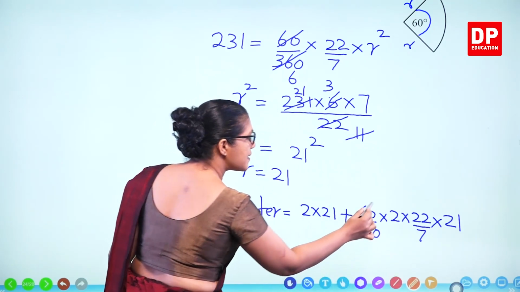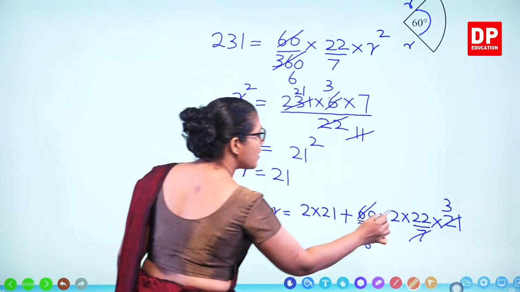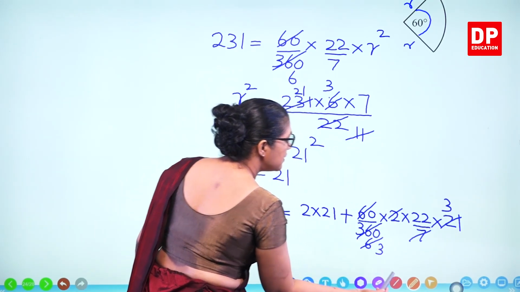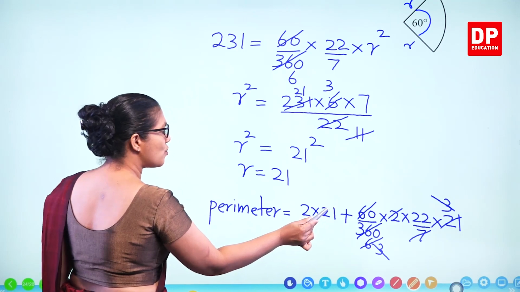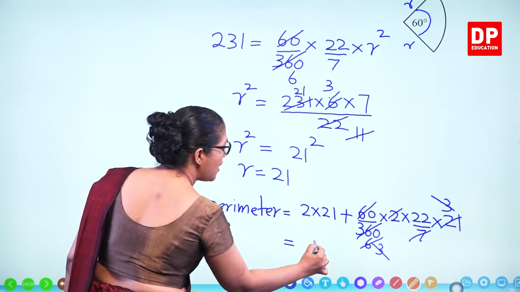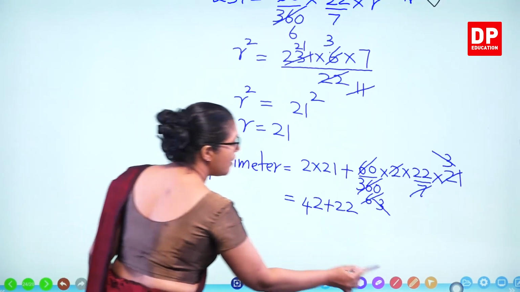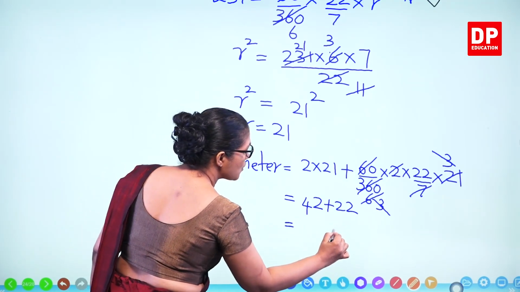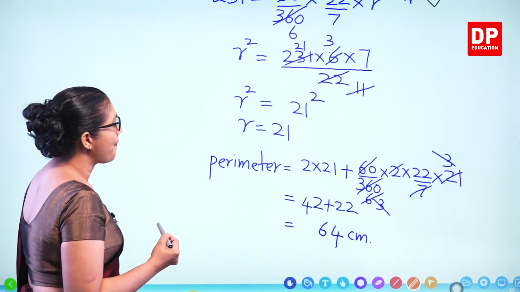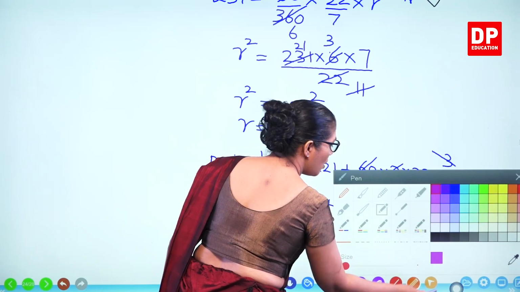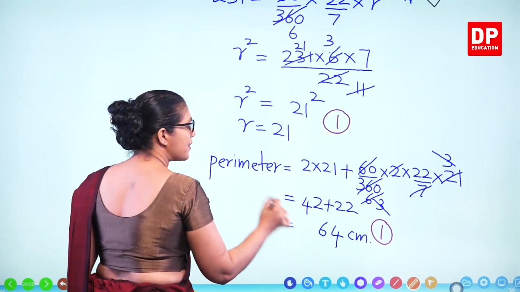Now try to simplify. This is 6. This is 7 times 3 and 2 times 3 here, and this 3 gets cancelled out with this 3. So you get 22 and 2 times 21, 42 plus 22. You get finally perimeter of this sector is 64 centimeters. So you gain 2 marks for this question, 1 mark for the answer and 1 mark for the whole method.